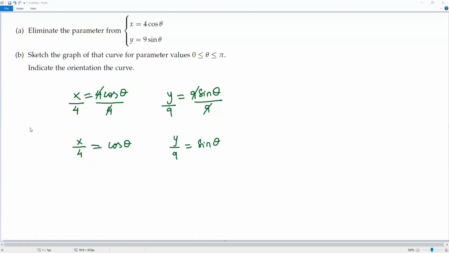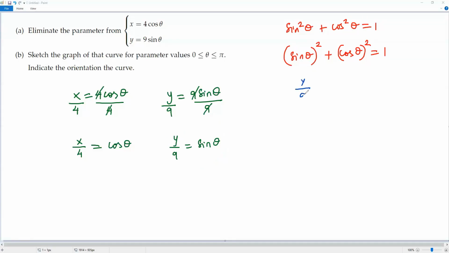Okay, we know the basic trigonometric identity, that is sine square theta plus cosine square theta is equal to 1. Here sine square theta can be written as sine theta the whole square, plus cosine theta the whole square is equal to 1. Okay, we know that sine theta is equal to y over 9. So we can substitute y over 9 for this sine theta.